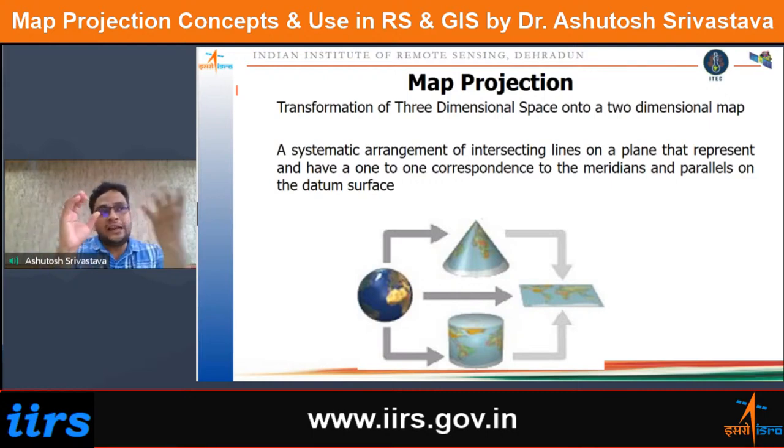Now, this three-dimensional geometry you can convert or transform to a two-dimensional map in different ways using different geometries. For example, if you are seeing the cone here, you just take one cone and put a globe inside that cone, and then you project onto the wall of this cone, and then you unwrap it. When you unwrap it, you will end up with a two-dimensional map.